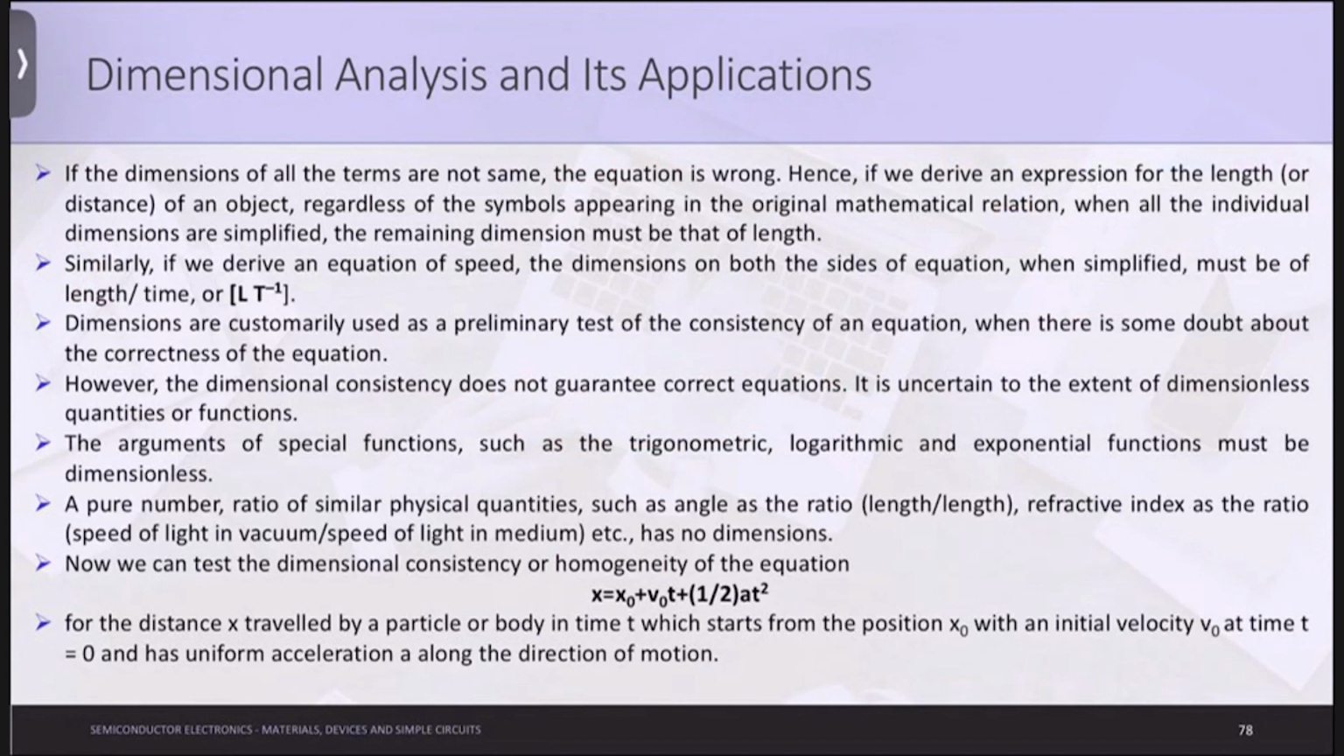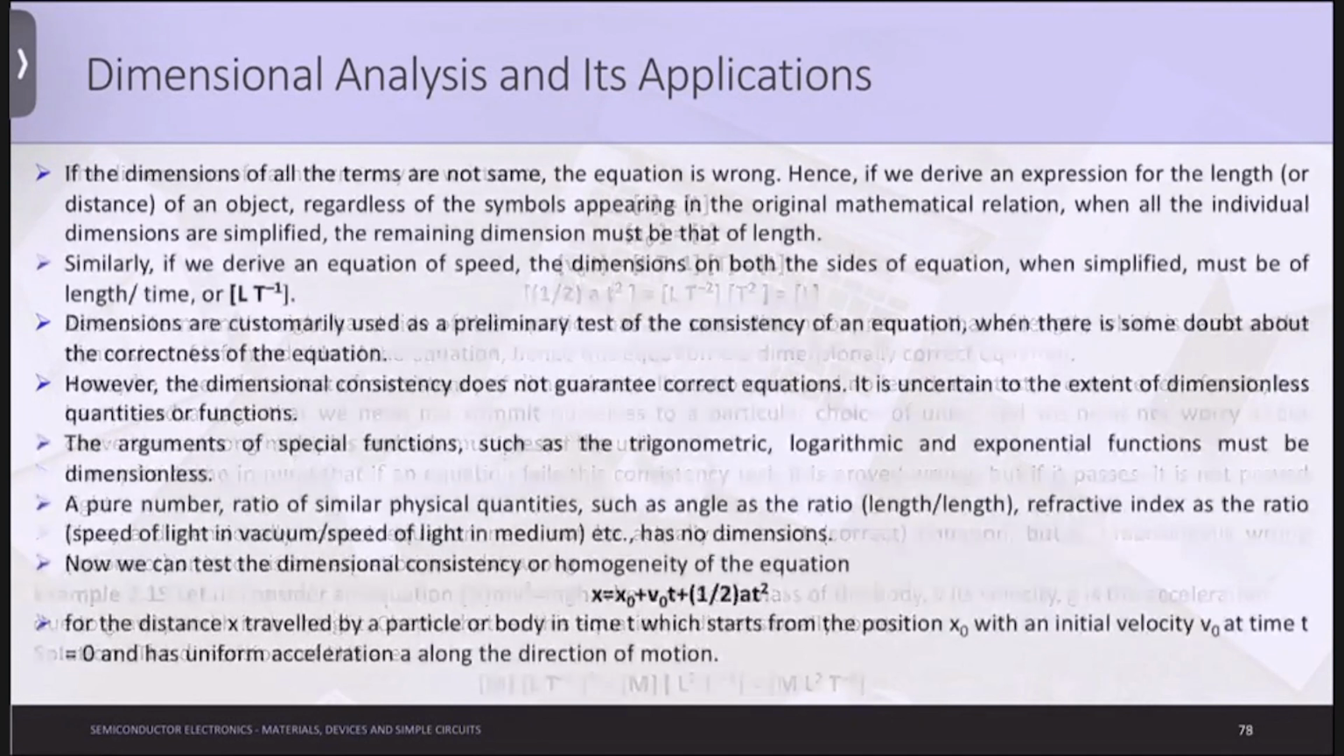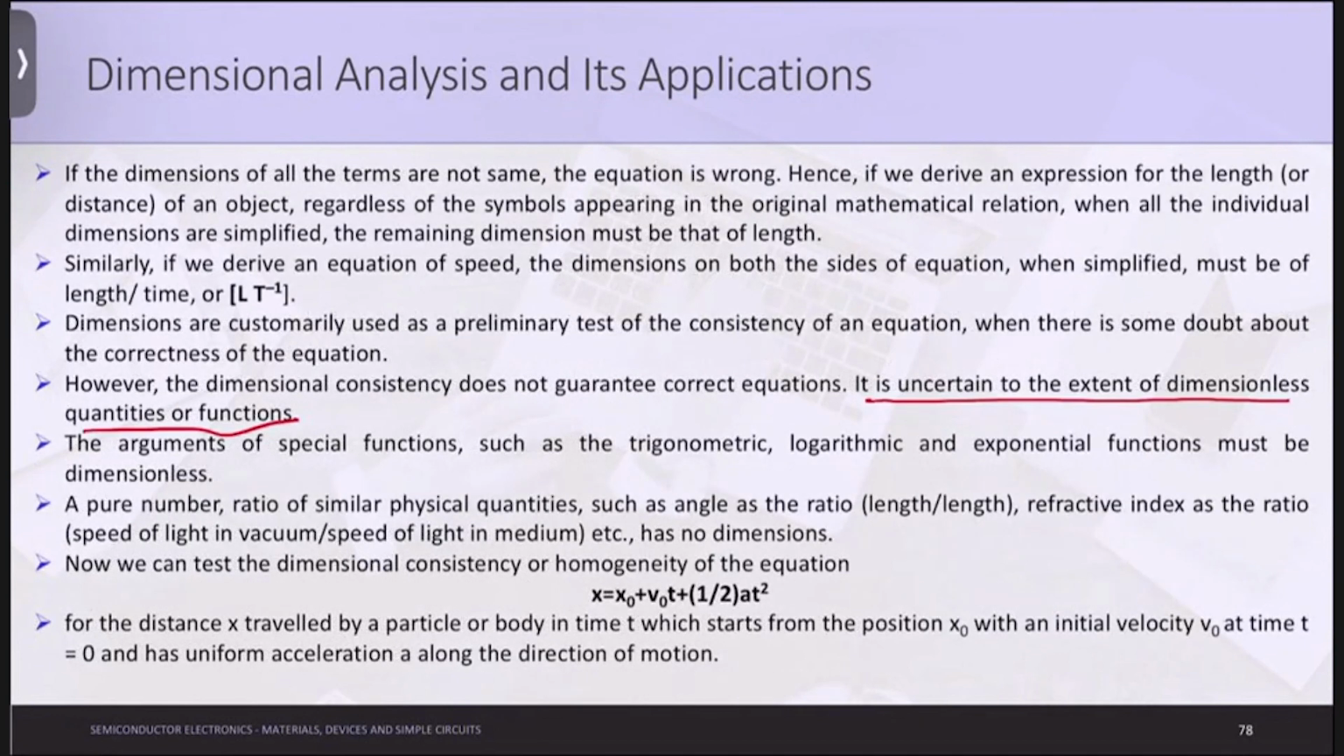Okay, so it is uncertain to the extent of dimensionless quantities or functions. The arguments of simple functions, the trigonometric, logarithmic, and exponential functions, must be dimensionless. Okay, so these functions are dimensionless. A pure number, that is a ratio of similar physical quantities, such as the angle, as the ratio length upon length, or refractive index as a ratio. So these concepts will be understood in 12th class, 11th class, etc. What is refractive index? Basically it is a ratio, that is speed of light in vacuum upon speed of light in medium, etc. It has no dimensions.